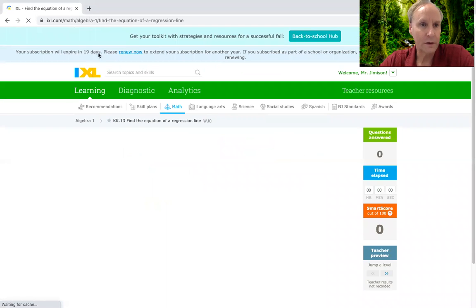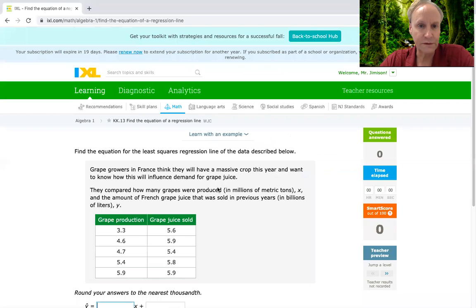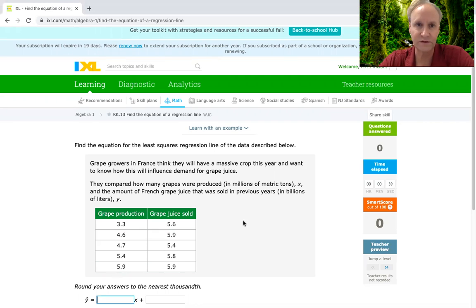There's my data. What I'm supposed to do with this data is analyze it and get a least squares regression line. So here's my data right here, and this is the grape juice in France. The grape production doesn't seem to have a whole lot to do with the grape juice sold. It looks like as the grape production goes up, there's a certain small increase in grape juice sold, but it's not a big increase. And I would say that there's not a big correlation between this, that the positive correlation isn't very strong.